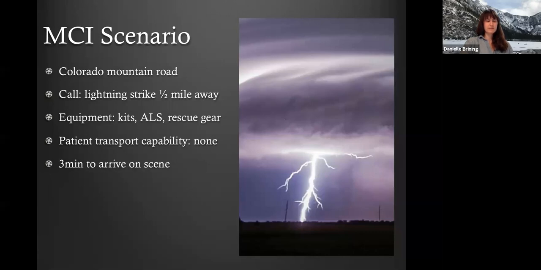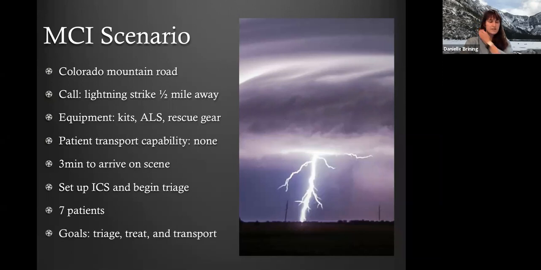So you all make your way up to the scene, the scenic alpine roadside, and you arrive 3 minutes after receiving the call. The weather has passed, and there are other law enforcement rangers that are not part of your group who have stopped traffic. So you set up your ICS and you begin triage of your 7 patients. And our goals here are going to be to triage, treat, and transport in the appropriate order.